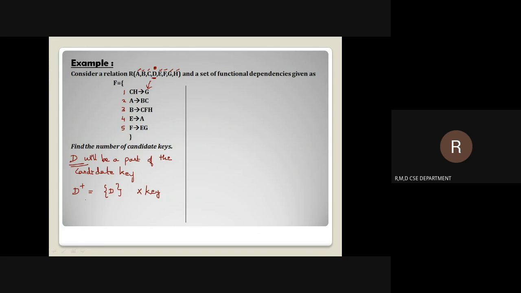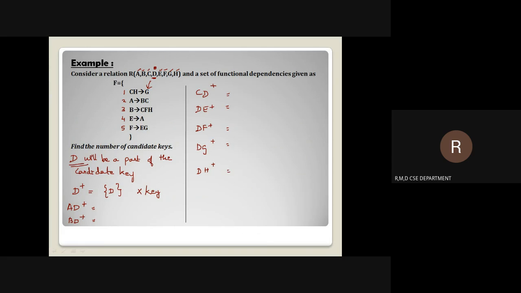Now, we have identified that D will be part of the candidate key, but D itself is not a candidate key. So please check the other combinations with D. Combine AD and find its closure, BD closure, CD closure, DE closure, DF closure, DG closure, and also DH closure. These are the combinations of D with the other attributes.